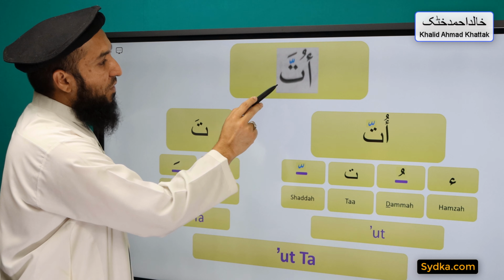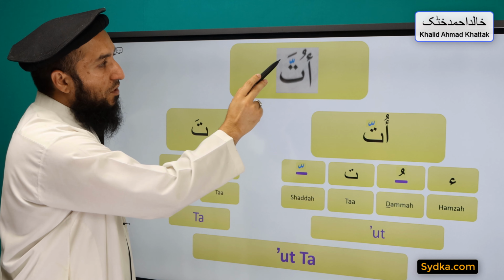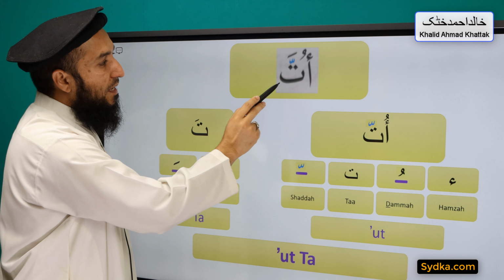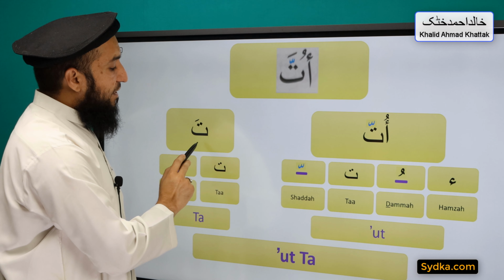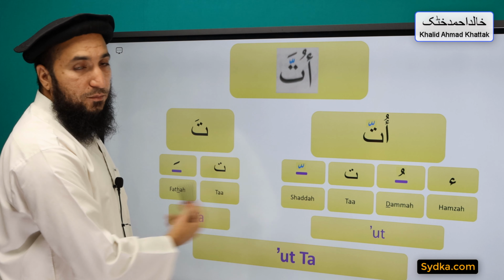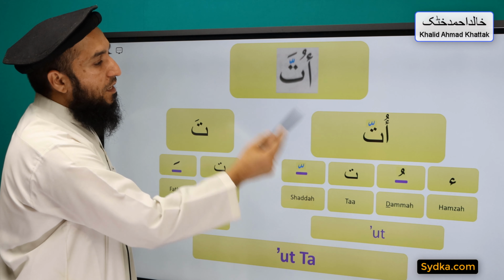The second syllable we have is ta fatha ta. Ta is a light letter, it has fatha on top of it and it is prolonged for one count. Ta fatha ta. Combining both syllables together, we have utta.